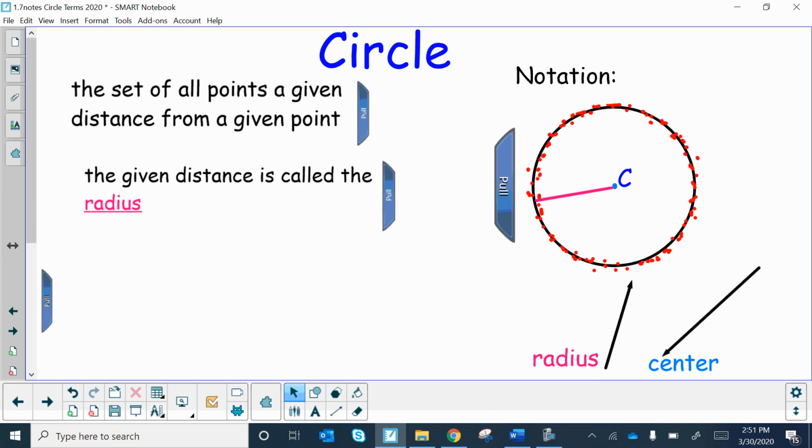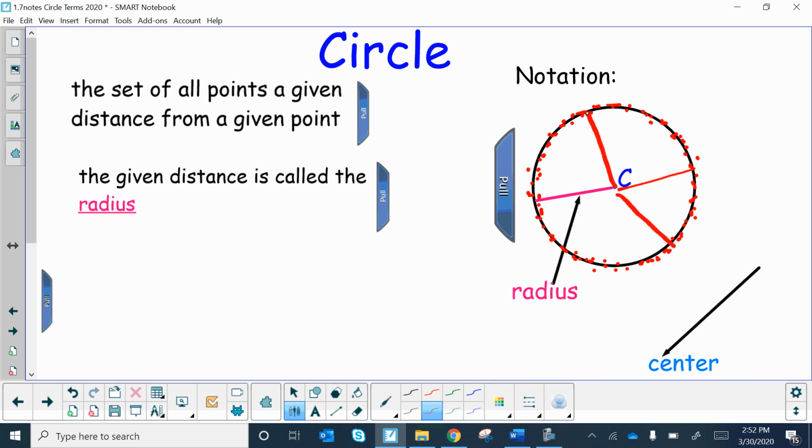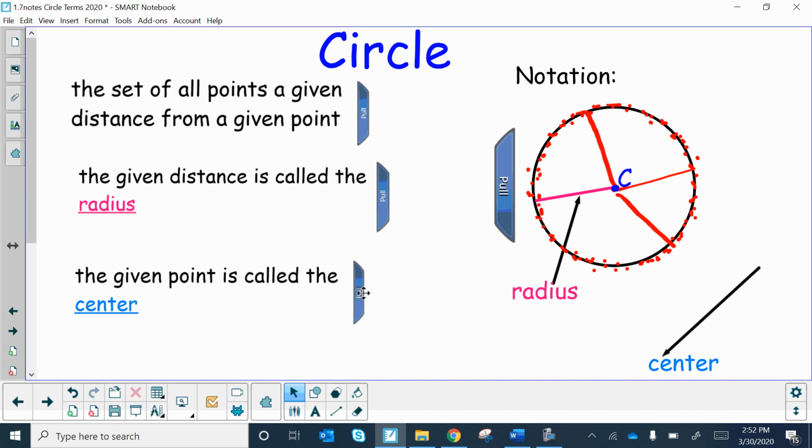So that distance that all those points are from the center is called a radius. So the distance goes from there to there. And you can draw infinitely many radii too. You can go from here to there, there, there are lots of different ways. And then there's the center. The given point is always going to be called the center that I just highlighted in blue. In this case, that's point C. So the center is pretty easy.